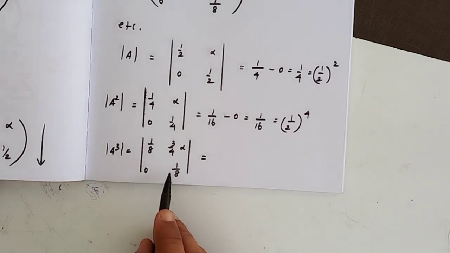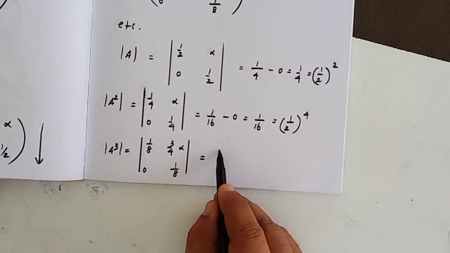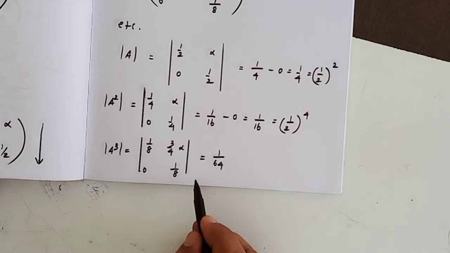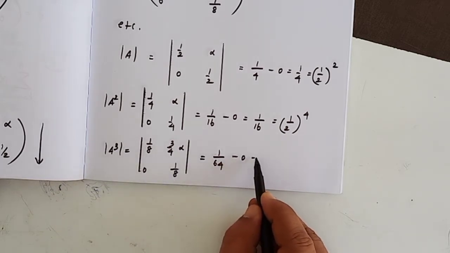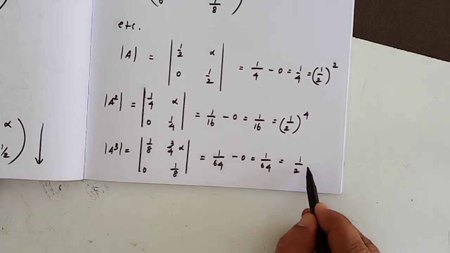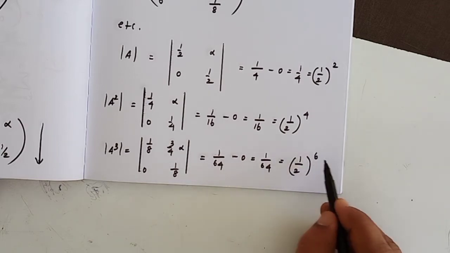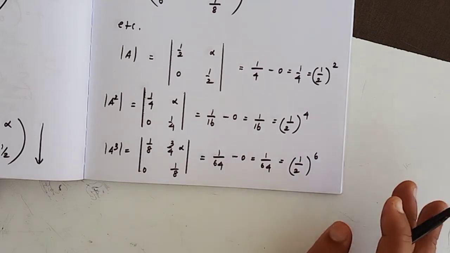Have to multiply these two. 1 by 8 into 1 by 8, that is equal to 1 by 64, because 8 8s are 64, minus 0 into anything is 0, that is equal to 1 by 64. You can write this as 1 by 2 power 6, because 1 power 6 is 1, and 2 power 6 is equal to 64.